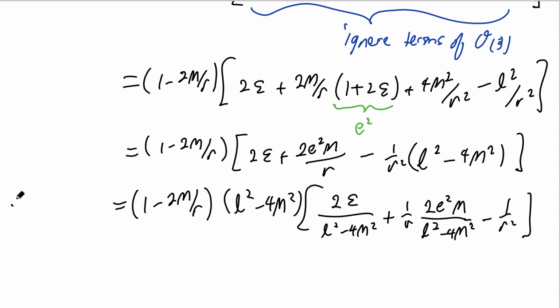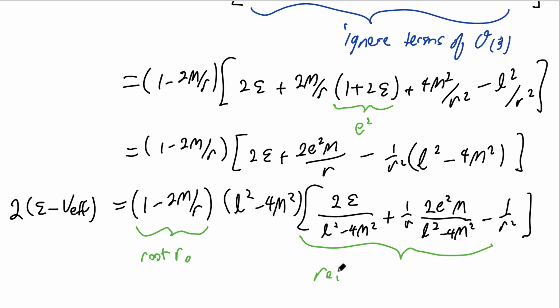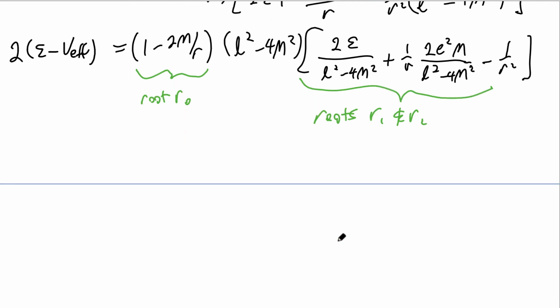So now we have our polynomial, which is 2e minus v effective, written as a product of a linear factor. This is a polynomial in 1 over r, so this is linear in 1 over r, and it has root r0. And we have a quadratic factor with roots r1 and r2. And of course this factor is just a constant. Remember, L is much bigger than m, so this is always positive. Let's use the quadratic formula to solve for these roots, r1 and r2.